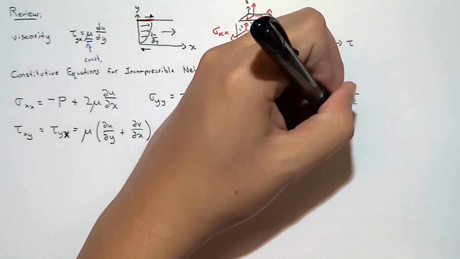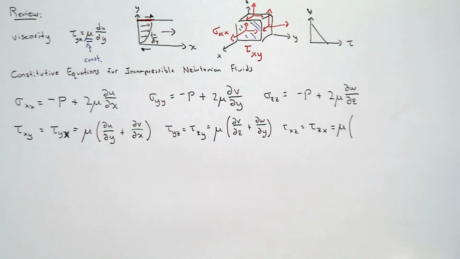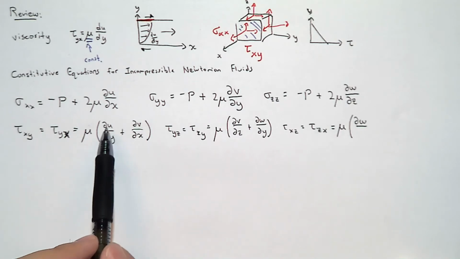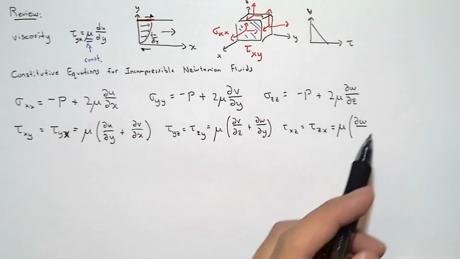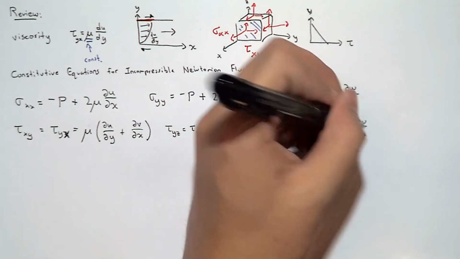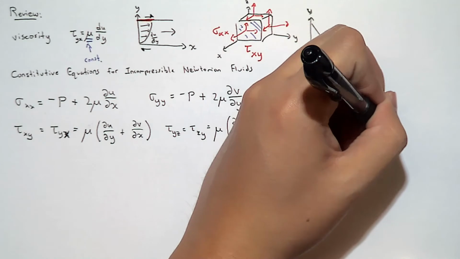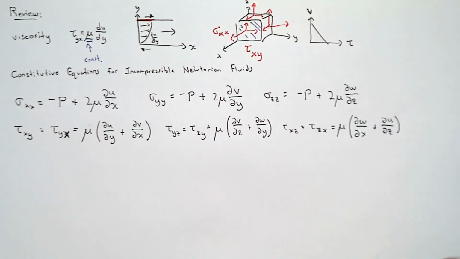Viscosity, parentheses, and then partial w, partial z plus partial u, partial x. Close. Notice that we're taking the x component and deriving it with respect to its y distance. So actually it will be partial w with respect to x, partial u with respect to z, because this actually gives me the shear component, right?